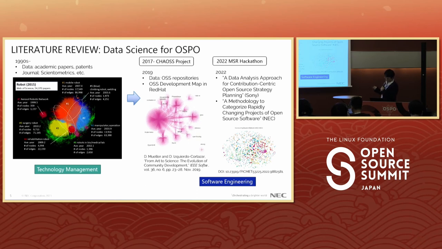Red Hat published the network analysis about the in-company OSS community in 2019. As shown in the center figure, NEC published an analysis with co-occurring keyword network and overview the fields of OSS. I explain it later again.